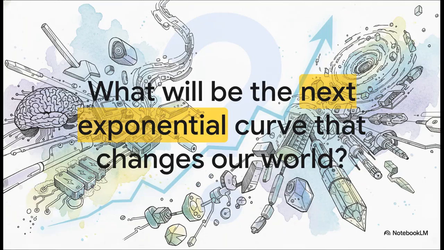So that leaves us with a final question. What's the next exponential curve that's going to completely reshape our world? Is it going to be in artificial intelligence, maybe renewable energy, or some field that we can't even imagine yet? The exponential engine is always running, and now that you understand how it works, you have a brand new lens to see the future.